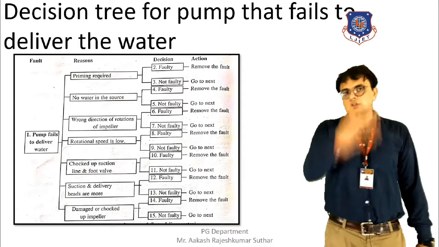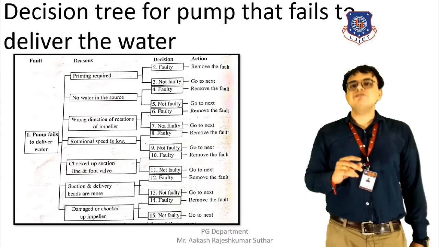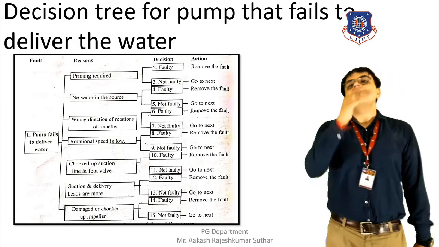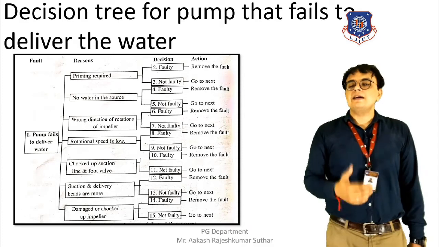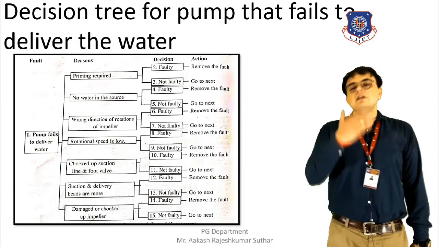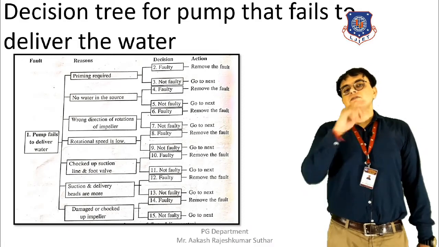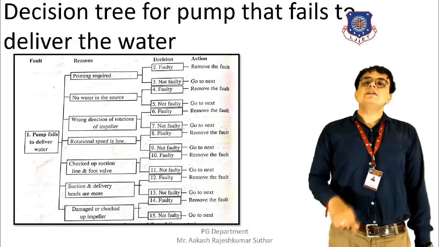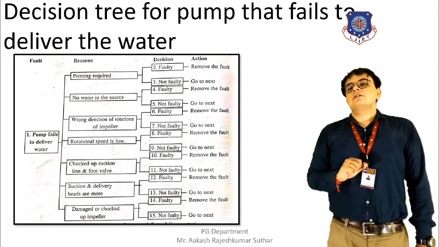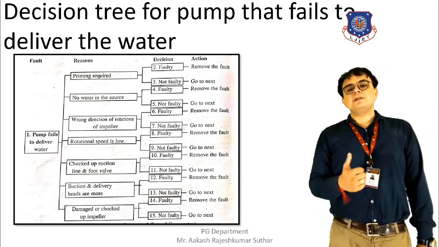So we should check for the rotation of the impellers, and if the rotation of the impellers is found responsible for the occurrence of the fault, then in the decision we should write it as faulty. But if the impeller or rotation of the impeller is not found responsible for the occurrence of the fault, then in the decision corresponding to that reason we should write not faulty, and the action corresponding to this decision we should write go to the next reason. So now moving towards the next reason, that is the rotational speed is low.